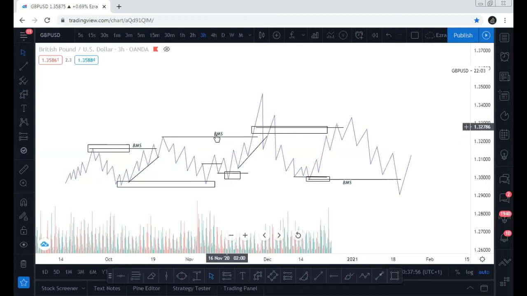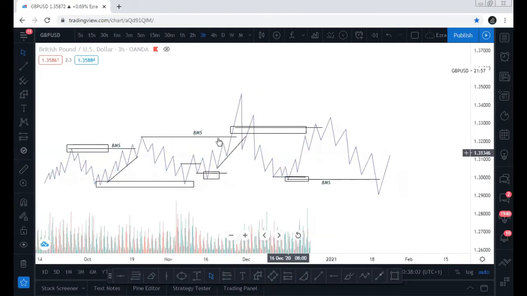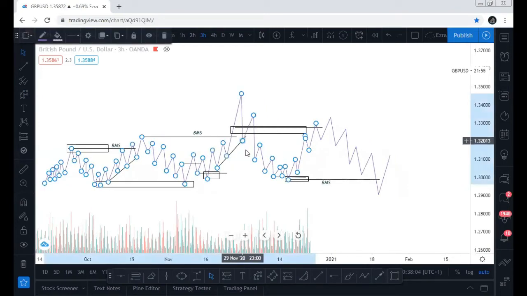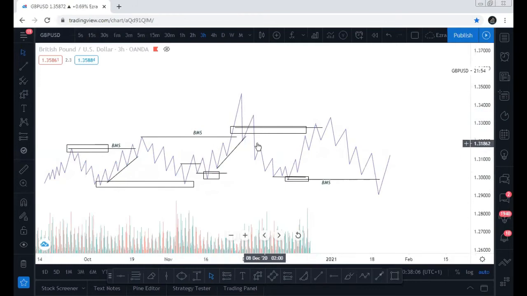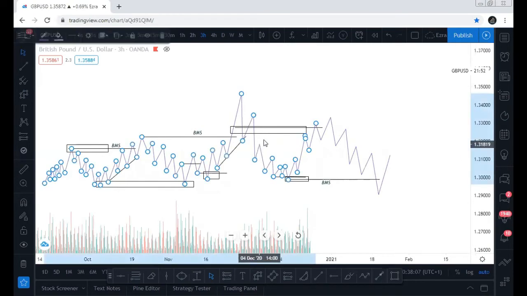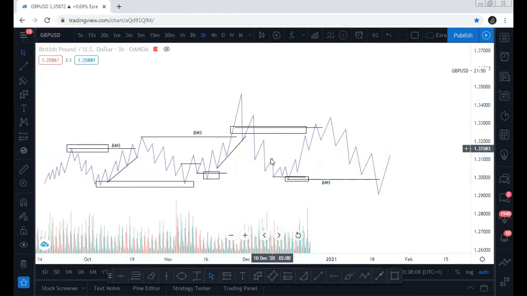This is our first teaching. So those are what we call minor structure. That is how price works. So it will sometimes retrace one or two of these minor structures before continuing the next move. So that is how price moves.